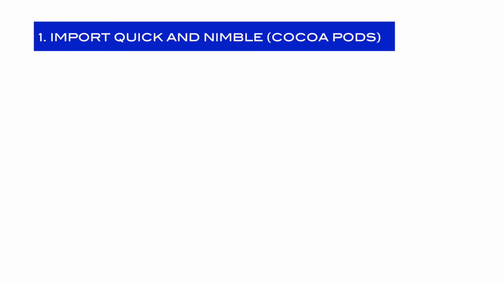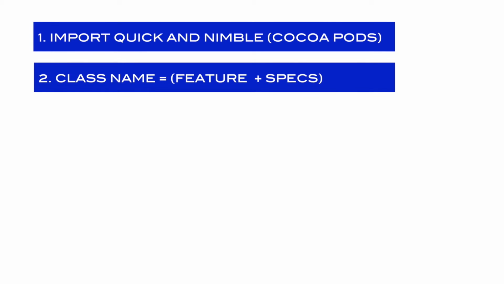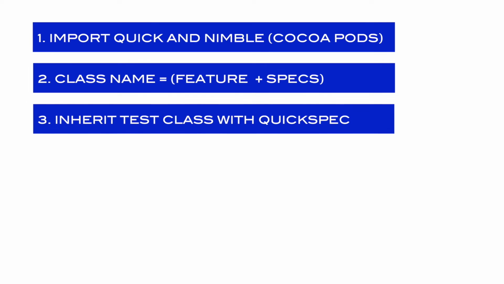Before jumping into writing actual test cases, there are some important points that we should consider. Later on we will describe these points in detail, but for now you can have a brief overview. First, we are assuming that you have a complete understanding of the CocoaPods dependency management system, and to use the Quick and Nimble frameworks in our sample, we are using the same. The second point is, to name your test class, you should always combine two strings: first, the feature that you are currently testing, plus Spec as a suffix. You can see this as a practical example going forward, but for now consider it as a rule. In the third point, you always need to inherit your test class from the QuickSpec class.